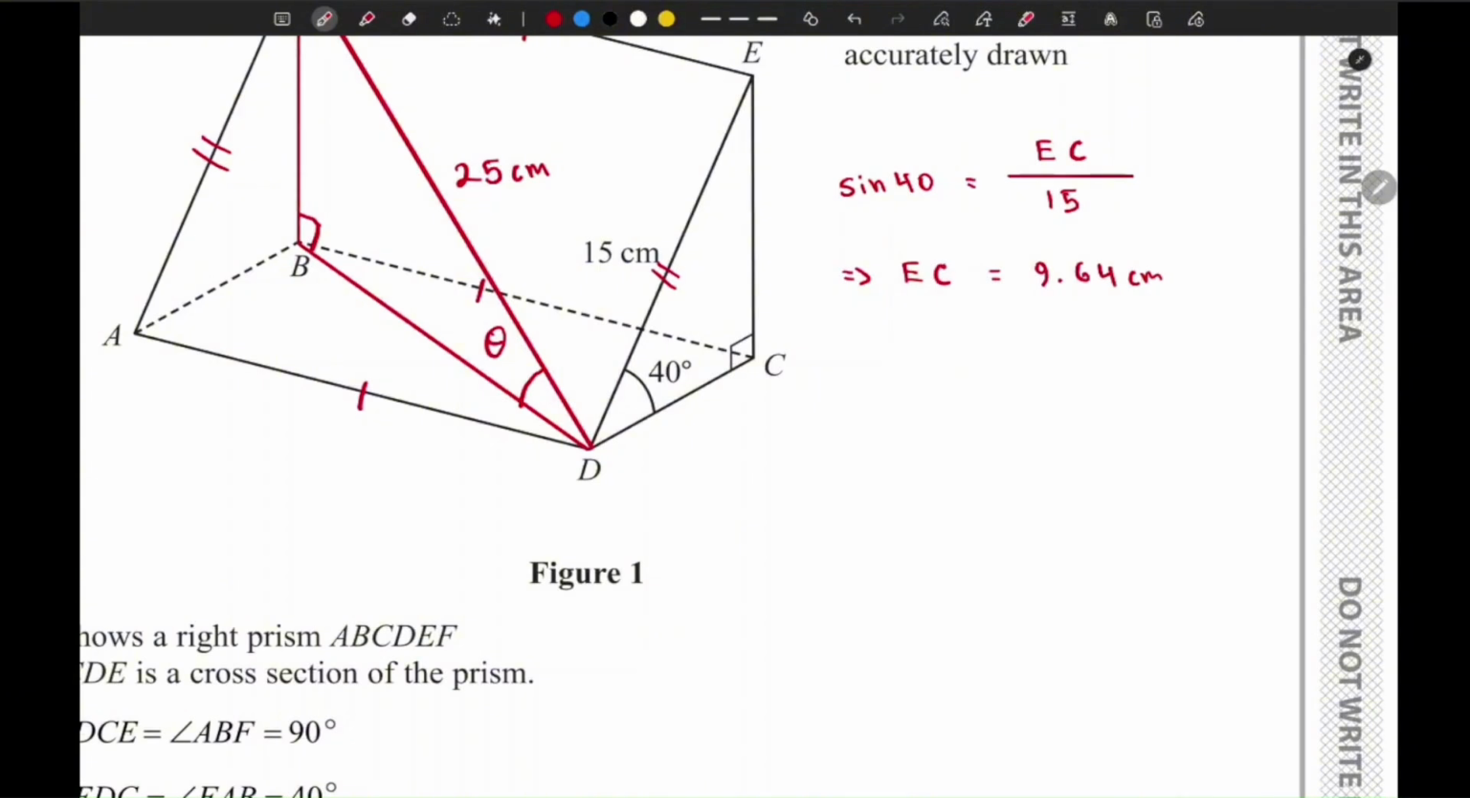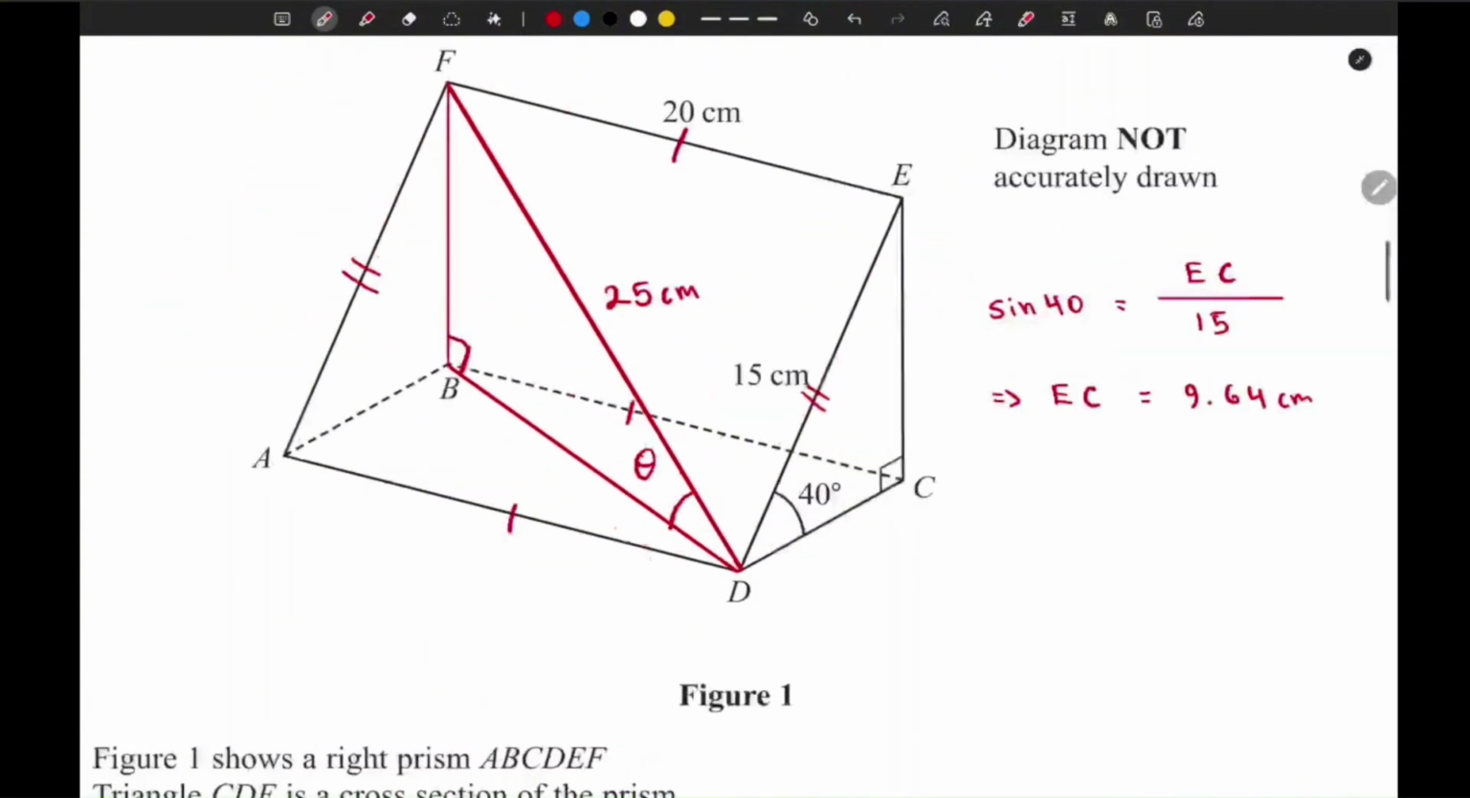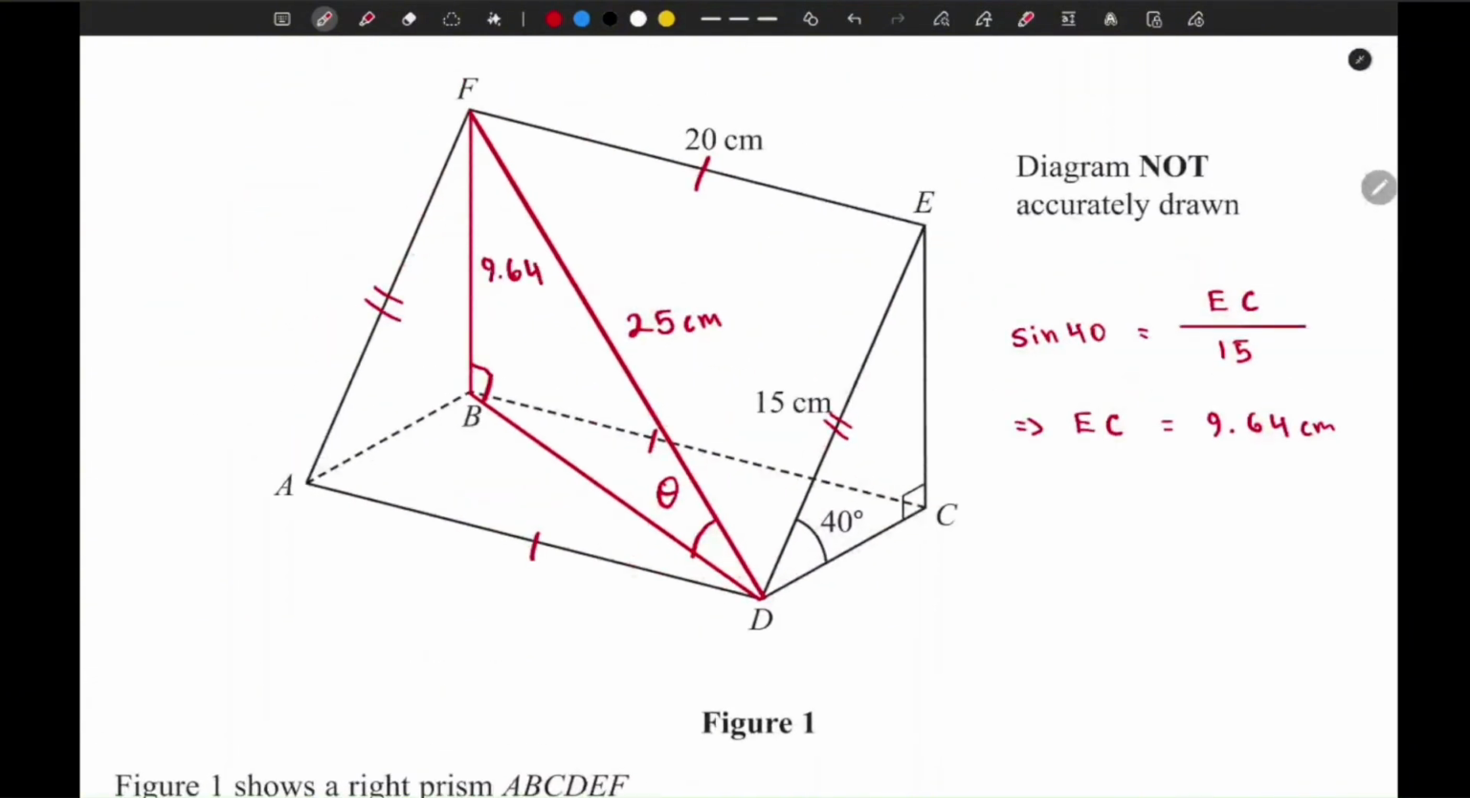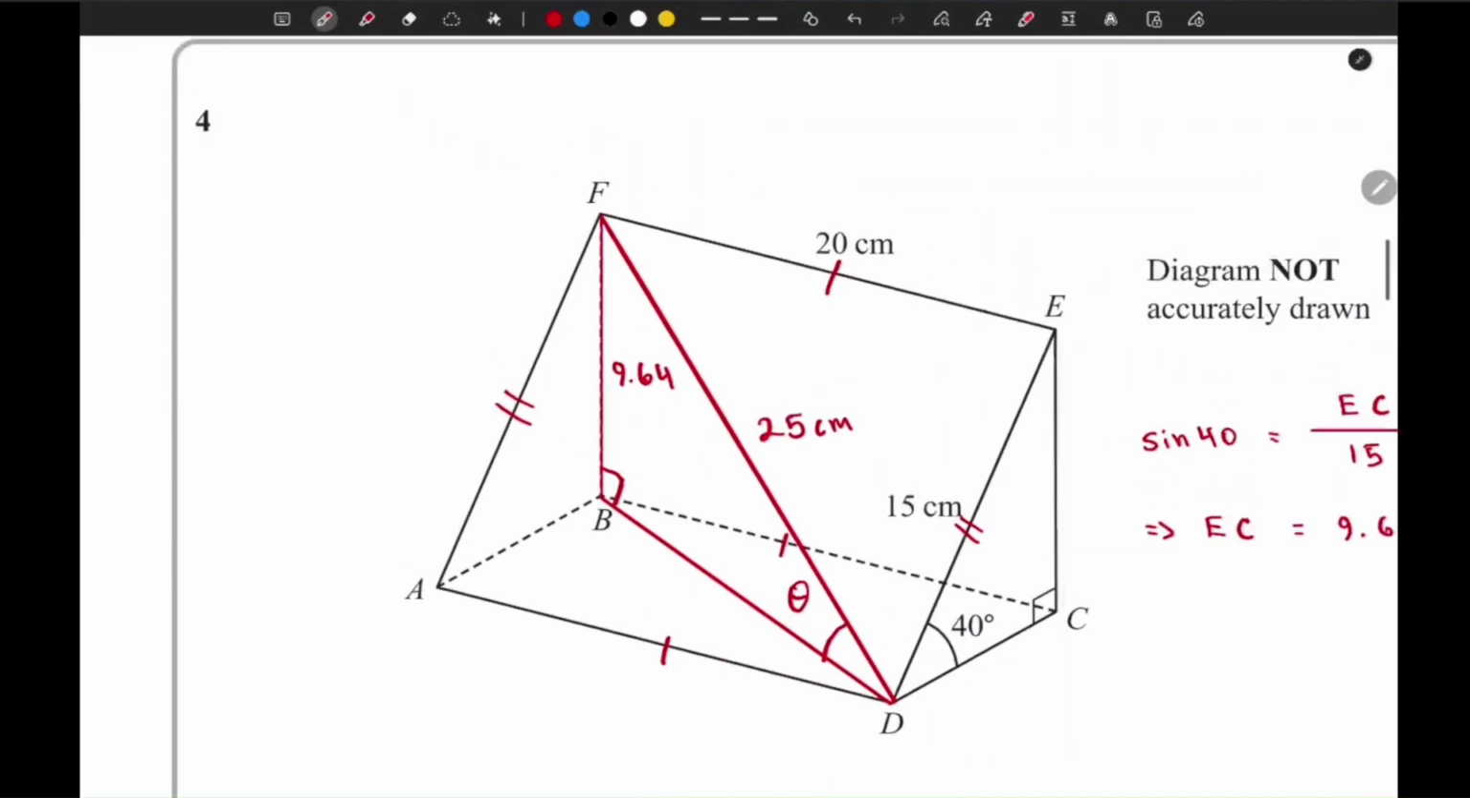So the length of this will be 9.64. Now let's bring out this triangle. This is the triangle F, B, and D, and we need to calculate this angle. So we know the length of F and D, which is 25 centimeters, and this is 9.64.